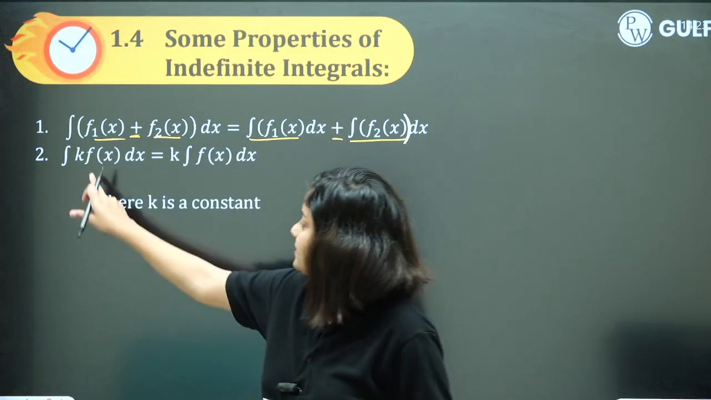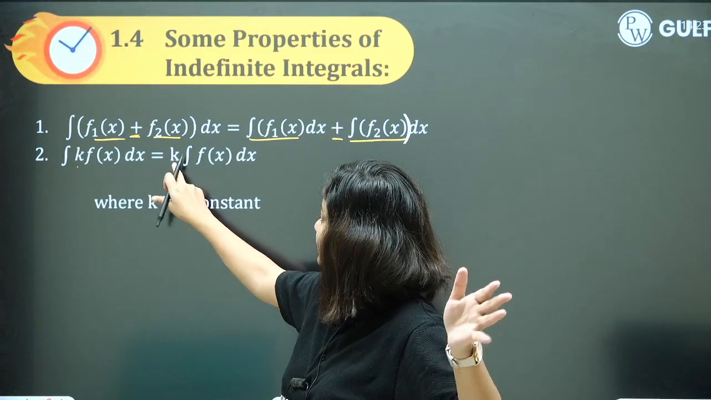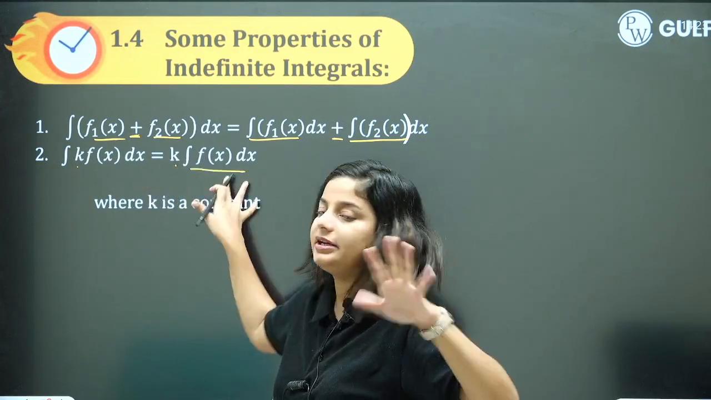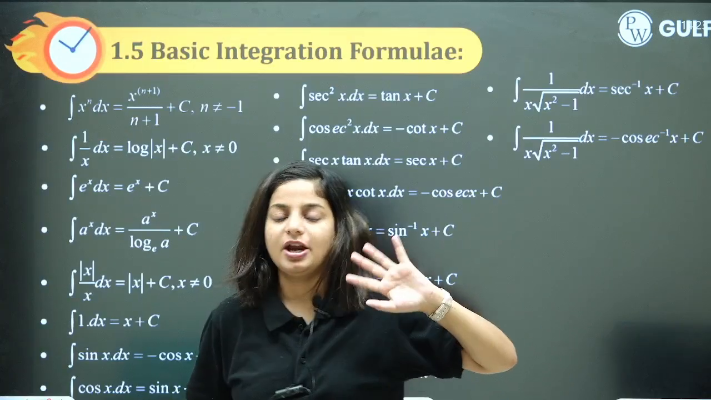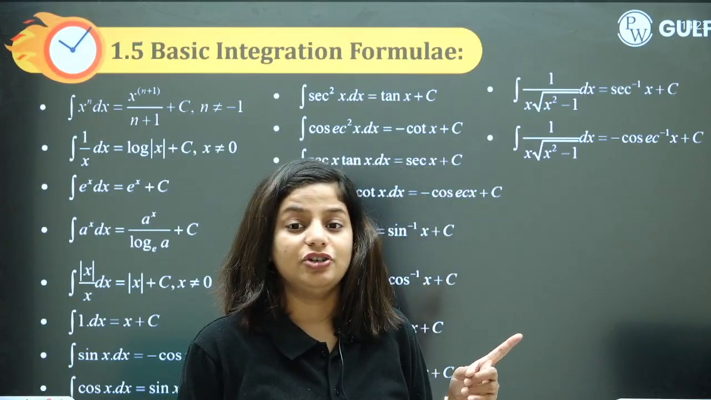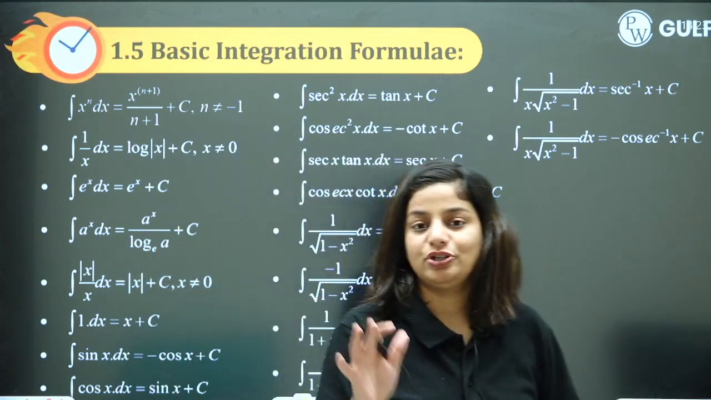If you have a constant inside integration, just like derivative, you separate the constant out, put the constant outside and take the integration of remaining. So this is same like your derivative. Addition and subtraction, no problem. Multiplication and division, can we separate the integral? No. Here are a list of 18 formulas which you all have to remember.